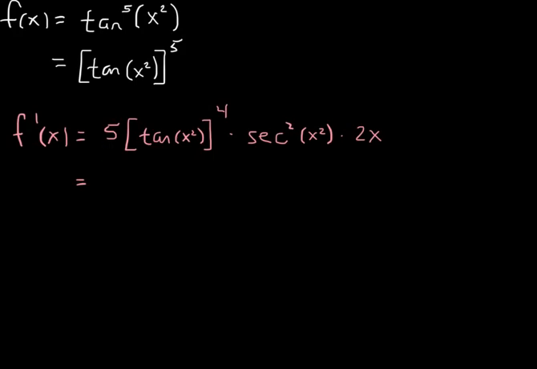So now we have 5 times 2, which is 10x. We still have this secant squared. And then we've got tan to the 4th power of x squared.